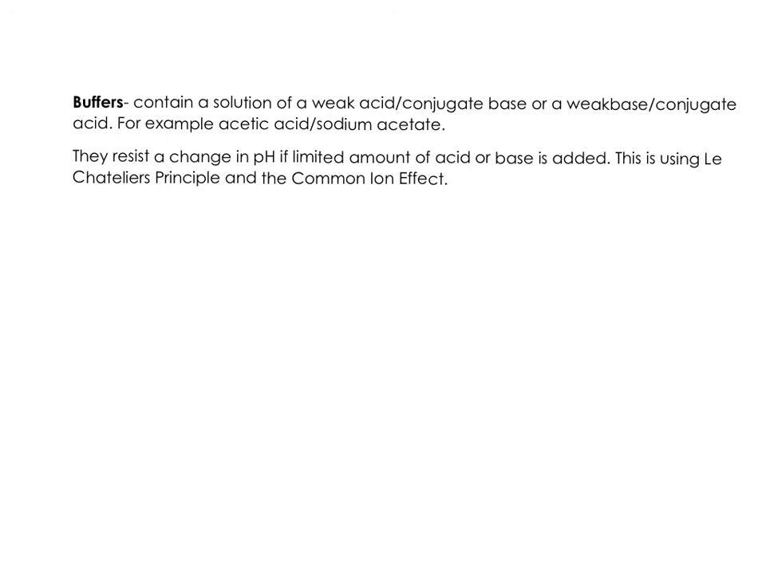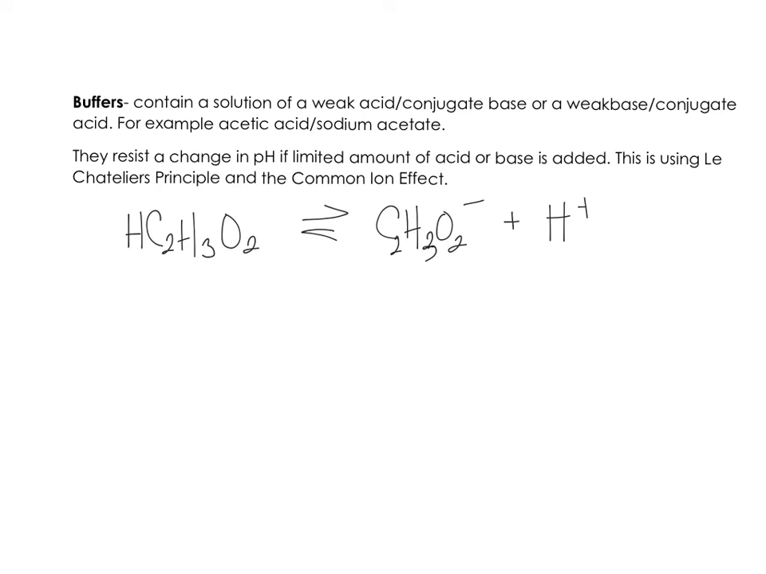Now buffers. Buffers contain a solution of a weak acid and its conjugate base, or a weak base with its conjugate acid. For example, you could have acetic acid and sodium acetate. So sodium acetate is your source of acetate ions. Basically, buffers follow Le Chatelier's principle.